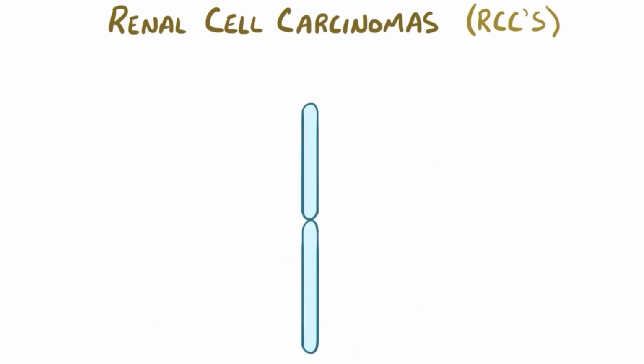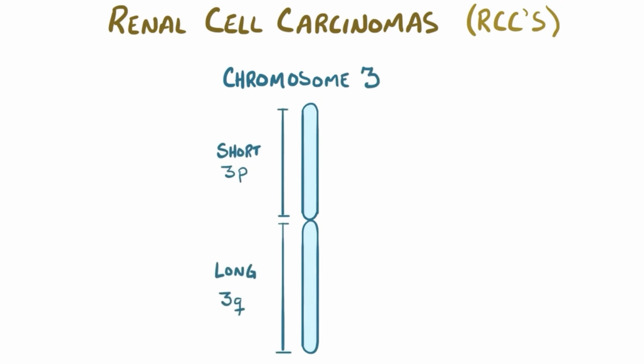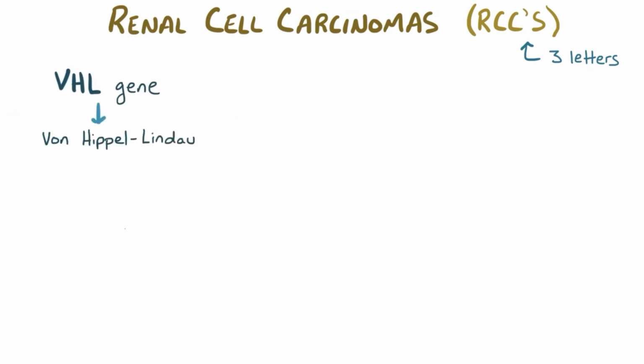At a genetic level, renal cell carcinomas have been linked to mutations on the short arm of chromosome 3, or 3p. An easy way to remember this is that RCC has 3 letters, and it's linked to chromosome 3. One of the main genes involved in renal cell carcinomas is the VHL gene, which codes for the von Hippel-Lindau tumor suppressor protein, or pVHL, which is normally expressed in all tissues.